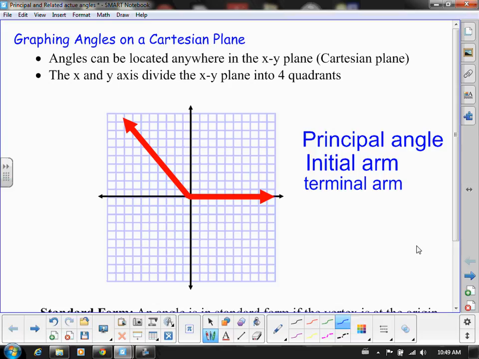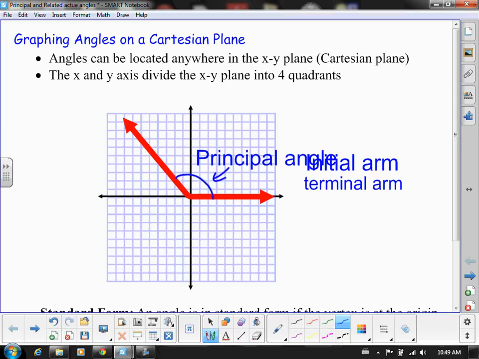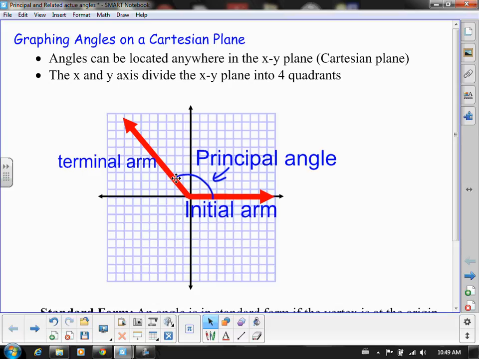Now there are three parts to the angle. There's the angle value itself, which is what we call the principal angle. For example, this could be 360 degrees, or it could be 221 degrees, or it could be 2 degrees. The next two terms that we're going to use refer to the terminal arm and the initial arm. The initial arm is always going to be located on the x-axis. Your terminal arm is going to be located somewhere else.